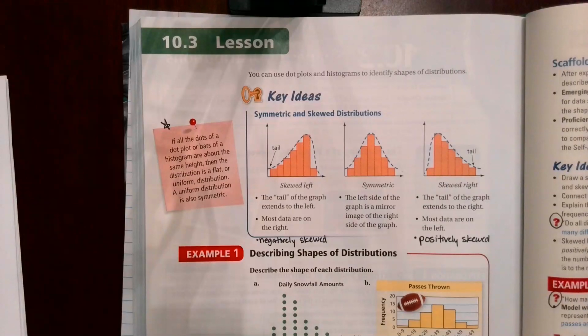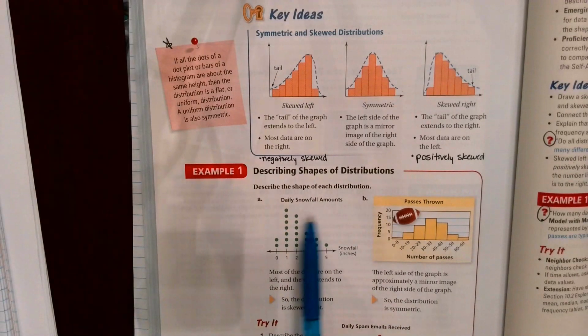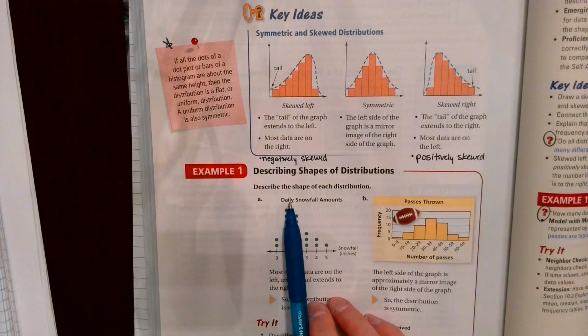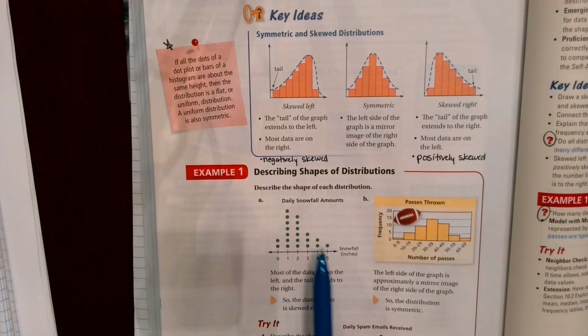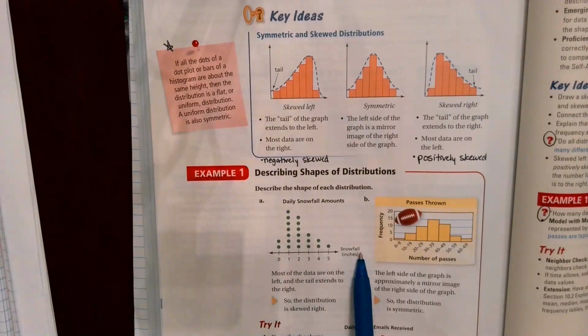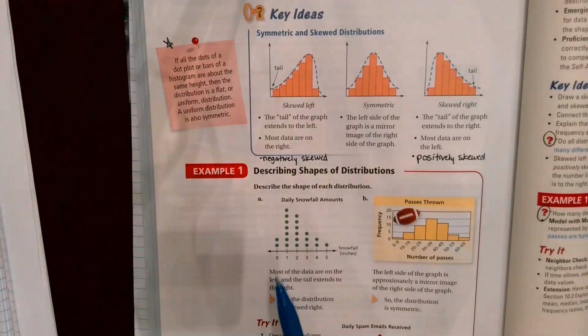All right, let's look at this example here about passes thrown and daily snowfall amounts. Describe the shape of each distribution. If this was a slide, you're sliding to the right, so that means it's skewed right. You're sliding towards the right, and it's positively skewed. Most of the data are on the left, and the tail extends to the right. So the distribution is skewed right.